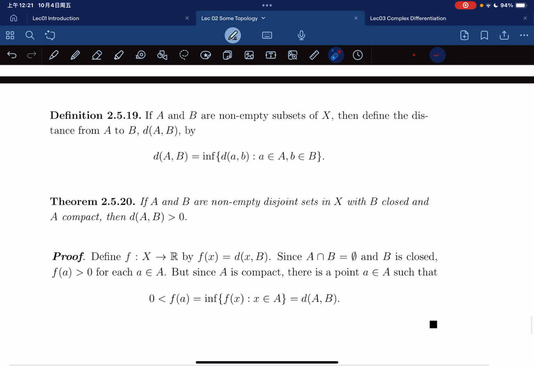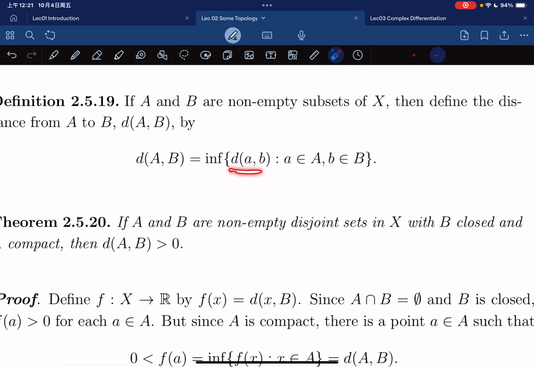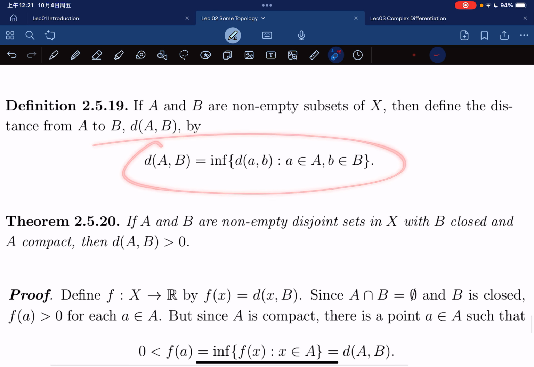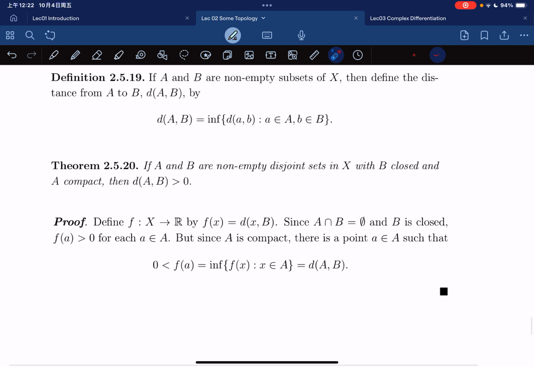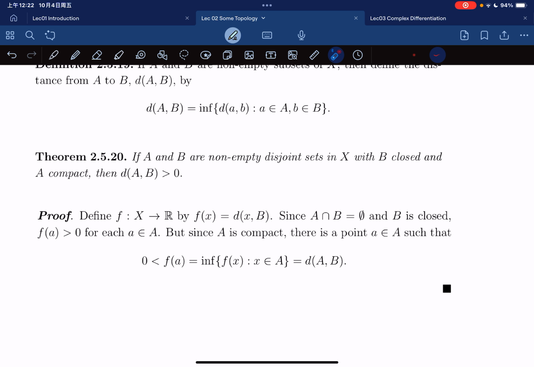And again, we define the distance between two sets, which is the infimum of the distance between a and b for all a in A and b in B. We take the infimum. Right, this is the distance between two sets. And yeah, there's another key theorem. For any non-empty disjoint sets, with B closed and A compact, their distance will be positive. So the distance between a closed set and a compact set will always be positive.